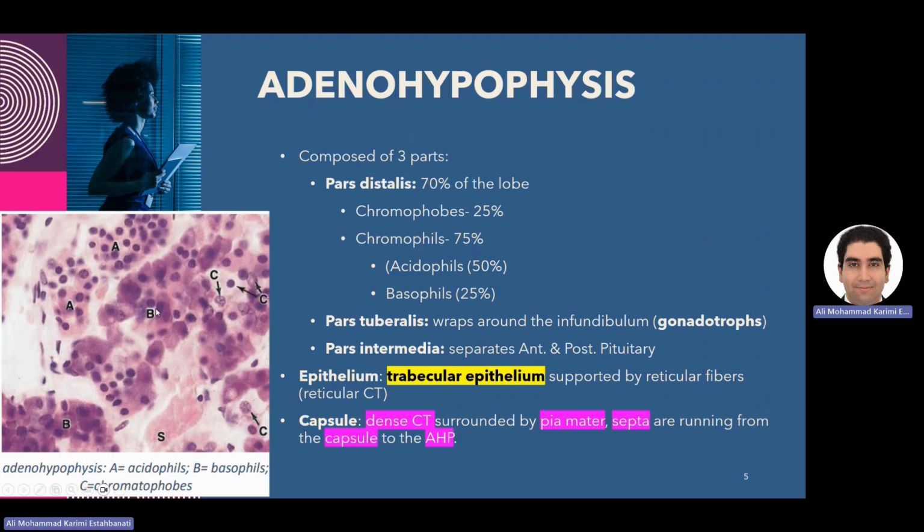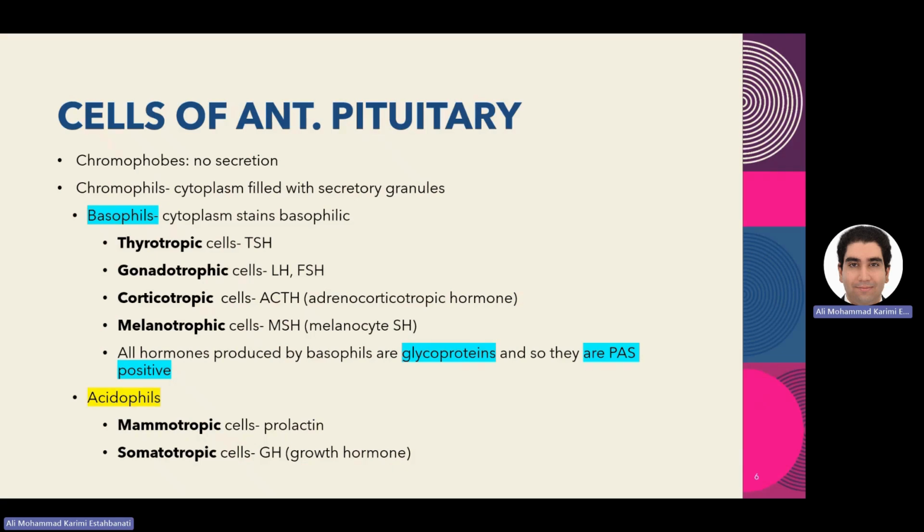As you can see in the picture of the slides under the microscope, the basophilic cells are quite a bit darker compared to the acidophilic cells in this area. And you can see the chromophobes as well. Okay? Now, the next cells we need to talk about. I need to name these cells from the chromophile area as well. So the chromophobes I already talked about. There is no secretion and they are almost inactive.